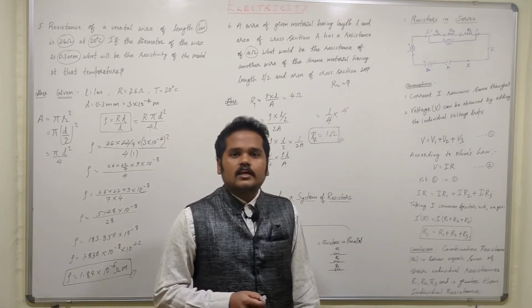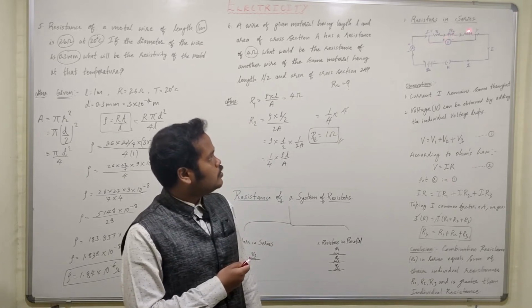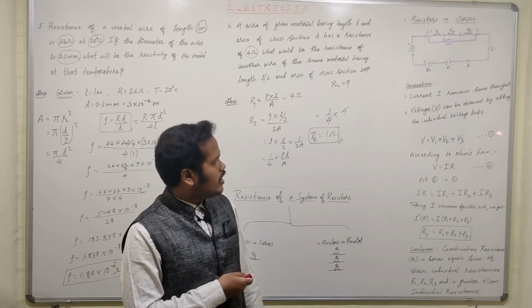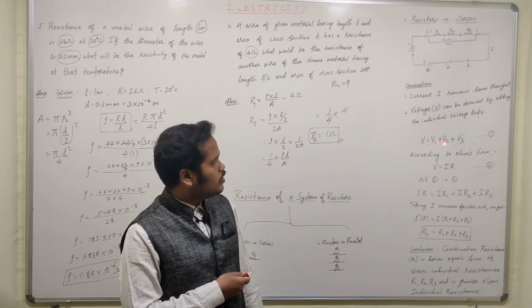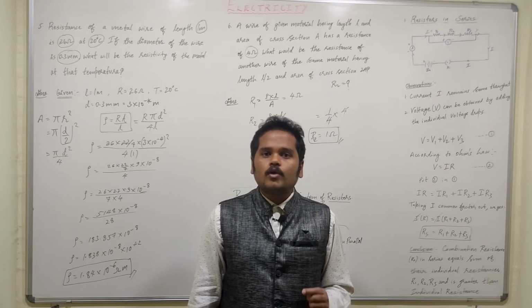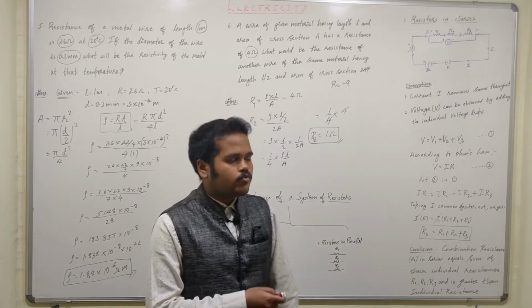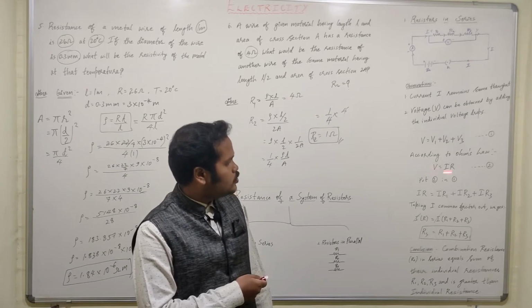If we consider that as the first equation, the capital V is equal to V1 plus V2 plus V3. So this will be our first equation. But we know from Ohm's law, V is equal to I into R. We know from Ohm's law, V is equal to IR.